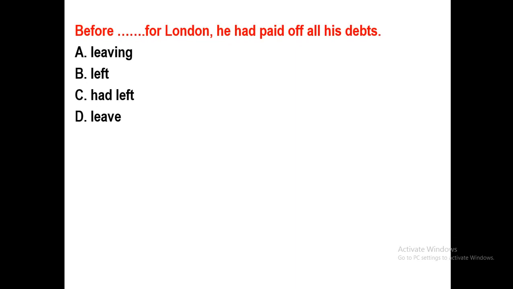Before leaving for London, he had paid off all his debts. The options are: before leaving for London, before left for London, before had left, or before leave. So the answer is going to be before leaving, as long as we do not have a subject after before, so we use the gerund. If we had he after before, it would be: before he left for London, he had paid off all his debts.